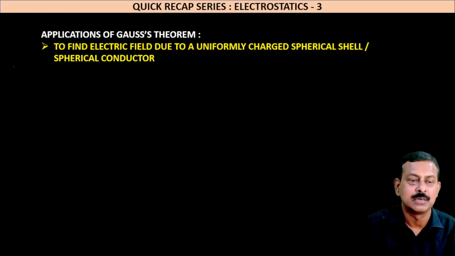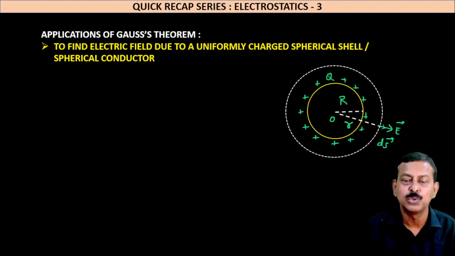Let's now find the electric field due to a uniformly charged spherical shell. For finding this, suppose we have taken this spherical shell of radius capital R, and the charge on it is capital Q. We want to find the electric field due to this one at a distance small r.